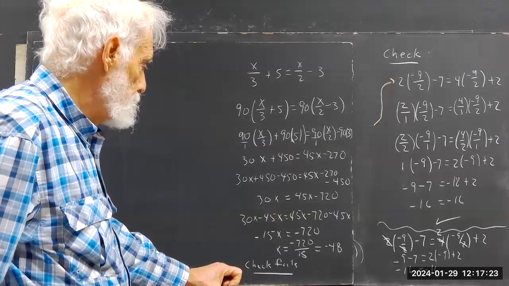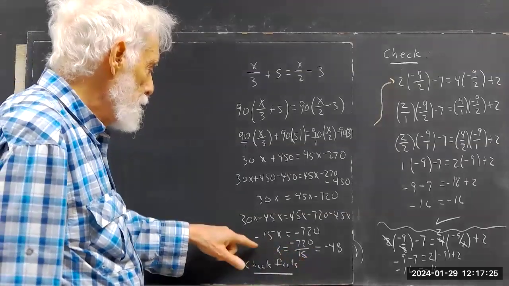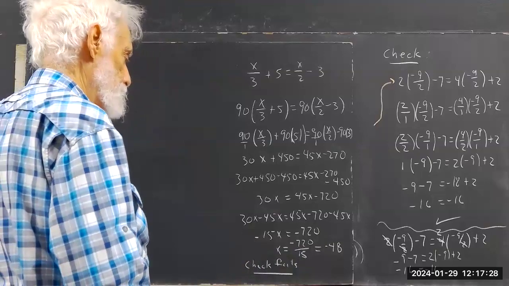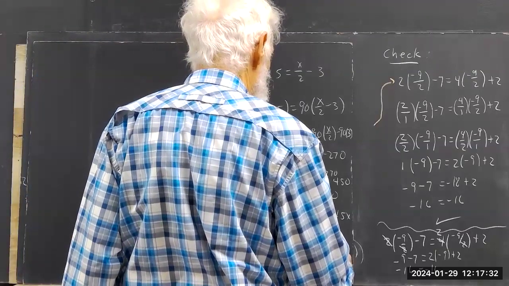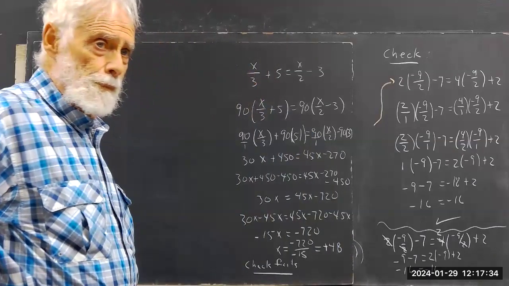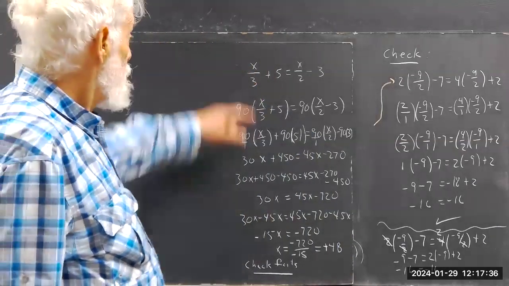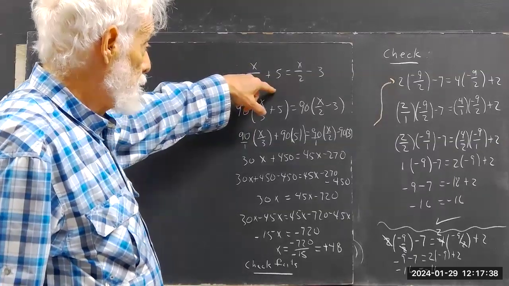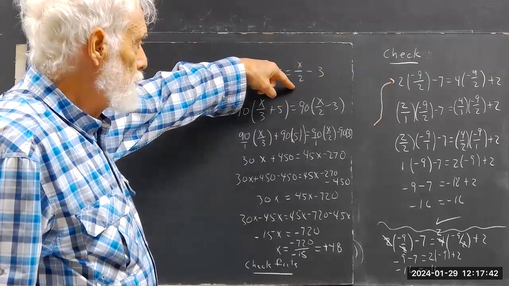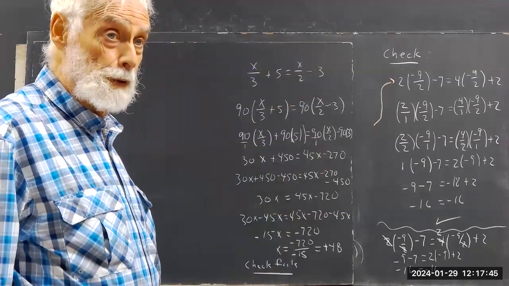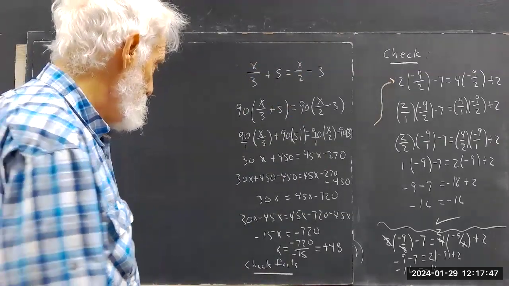Oh, wait a minute. I said negative 48. I divided by negative 15. So that gives me plus 48, which I think is going to make me happier. 48 divided by 3 is 16. 16 and 5 is 21. 48 divided by 2 is 24. Subtract 3, I get 21. Okay.